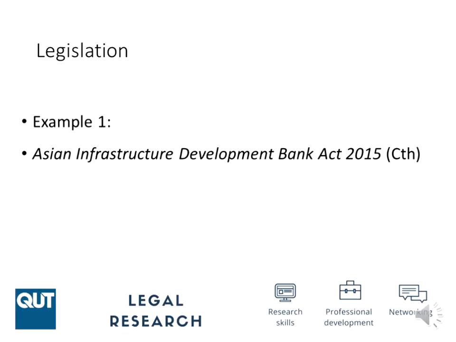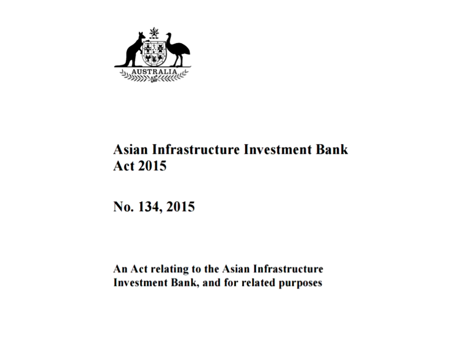So just to have a quick look at one act here, the Asian Infrastructure Investment Bank Act of 2015, and that's a Commonwealth Act. That's what you would be looking at. You've got the coat of arms at the top, then you've got the short title, the Act as passed, so it was Act number 134 of 2015, and then you've got the long title, and it is an act relating to the Asian Infrastructure Investment Bank and for related purposes.